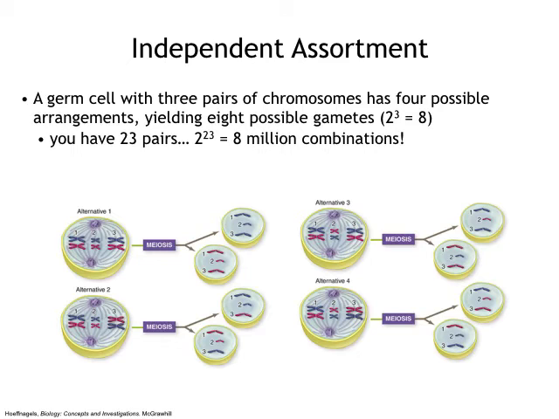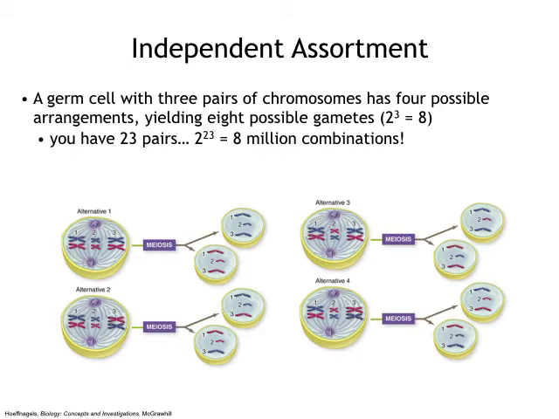You either have a cell that has all 3 chromosomes blue, all 3 chromosomes red, or different mixes of red and blue, right? Well, you have 2 sets of 23. That's 2 times 2 to the power of 23. That's 8 million combinations, just considering independent assortment. Just talking about how these chromosome pairs can line up during metaphase 1.